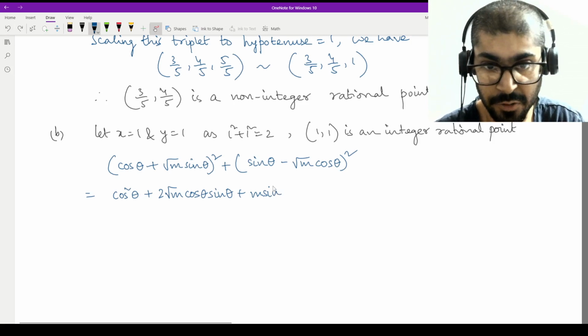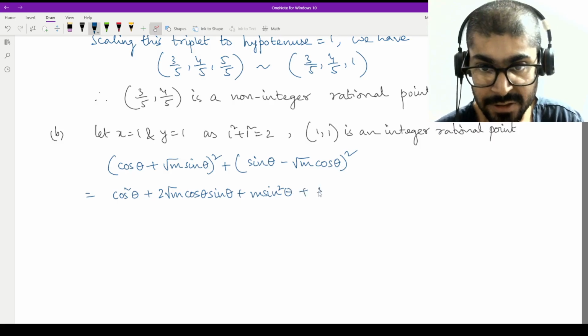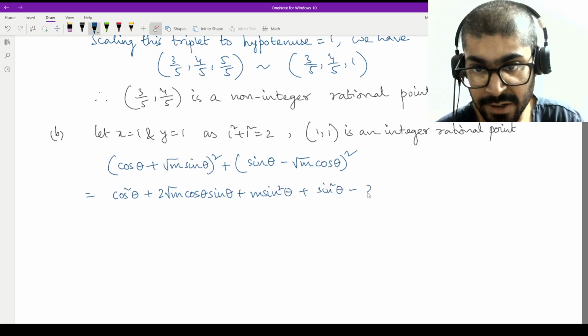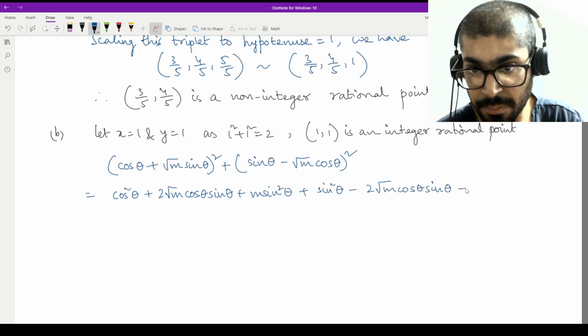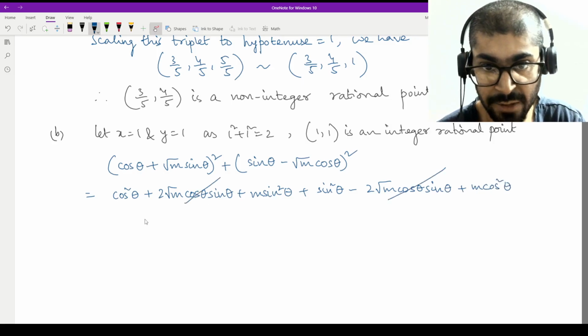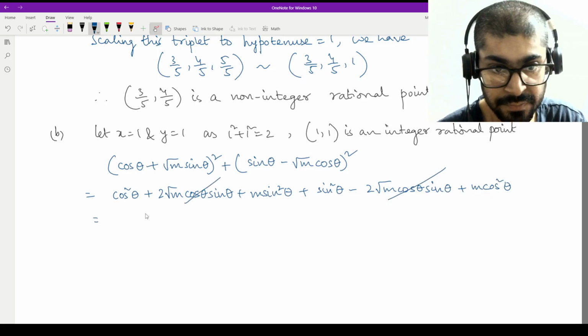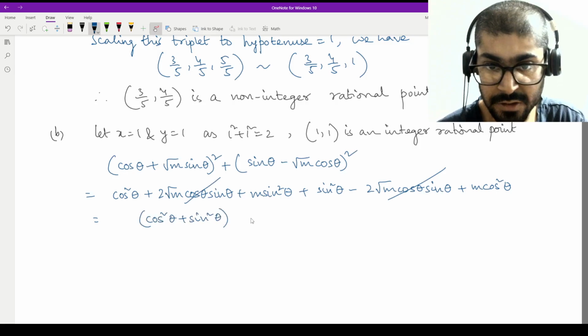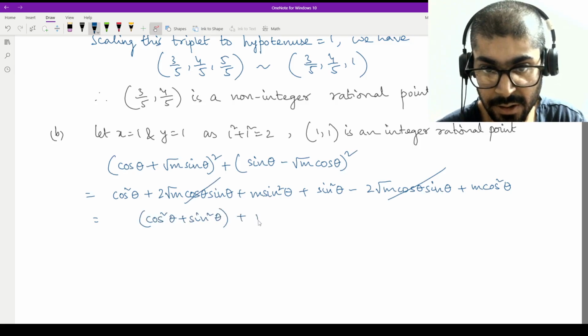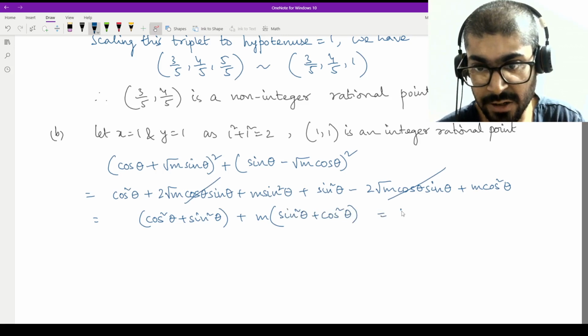We should write sine square theta, because root m becomes m, and sine theta becomes sine square theta plus sine square theta minus 2 root m cos theta sine theta plus m cos square theta. Now these two are eliminated, cos square theta plus sine square theta. This is the second part as well. If I take m common, sine square theta plus cos square theta. Now both of these are 1, right? So I can write it as 1 plus m.